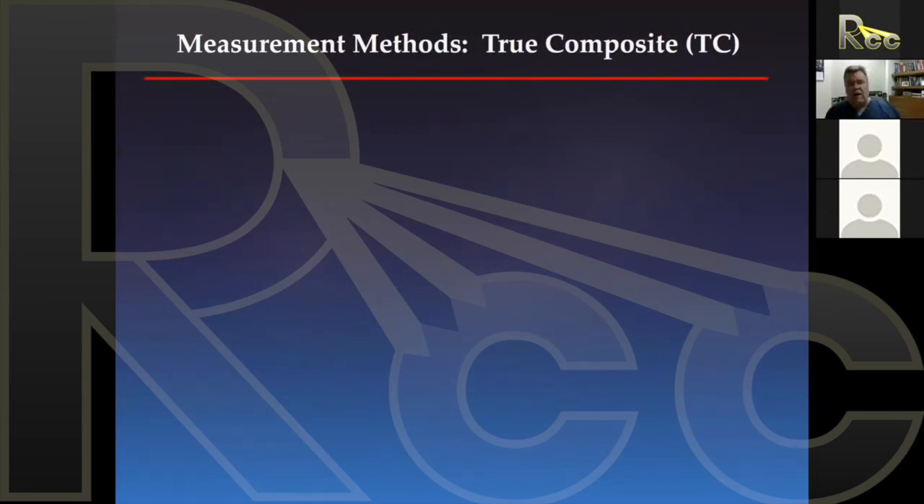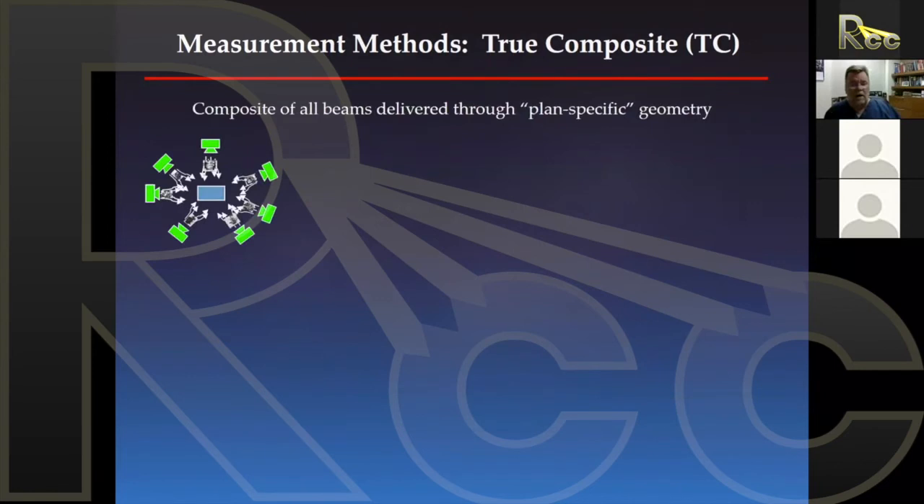The true composite method. This is a composite of all beams delivered through plan-specific geometry. This is exactly how the patient's going to be treated. This is how I've always viewed that we should be doing this. If we're going to test it, let's do the same thing that we're going to do to the patient.